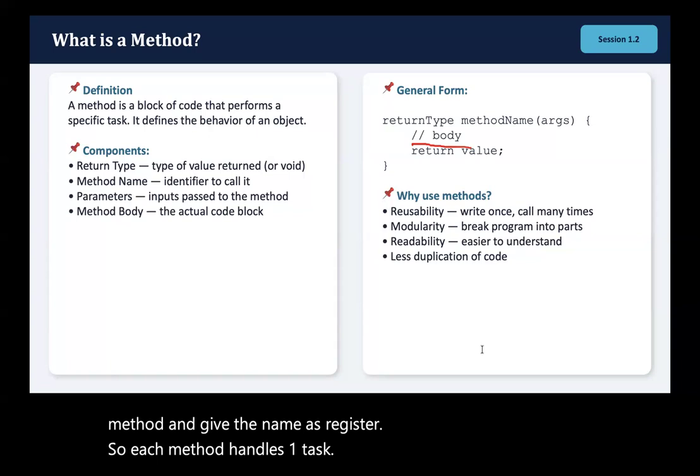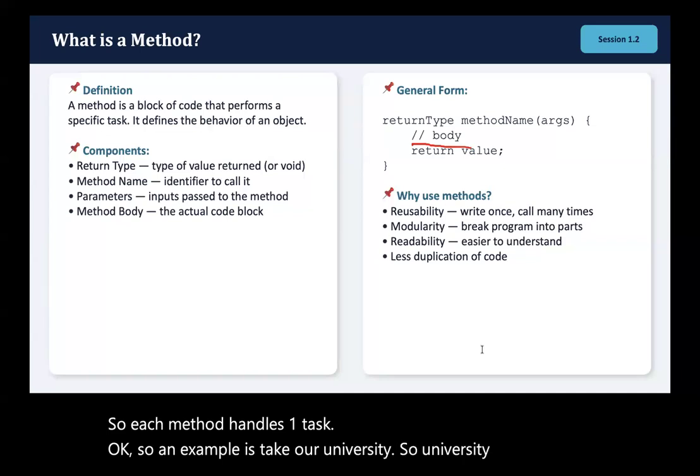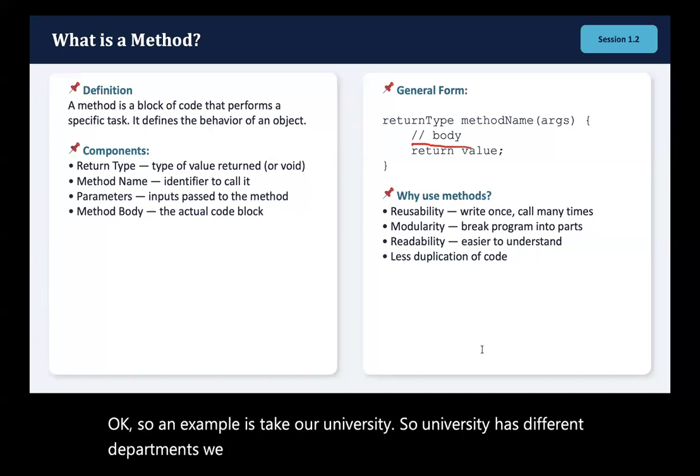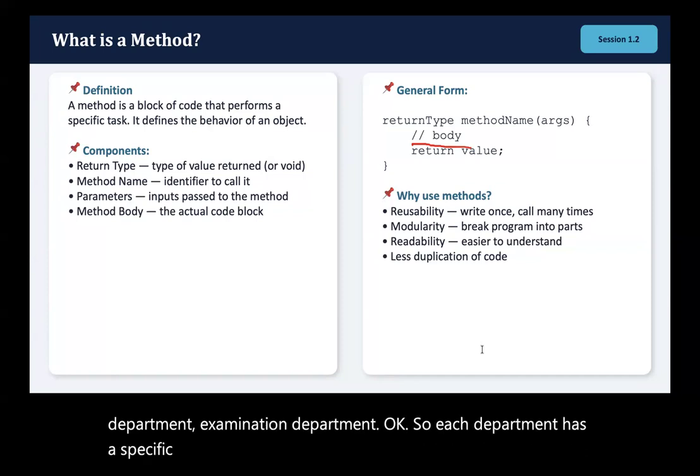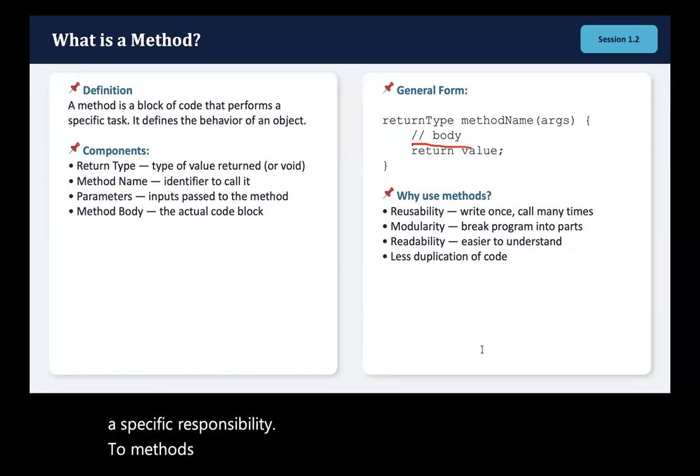Okay, so an example is our university. Our university has different departments. We have the admission department, accounts department, examination department. Each department has a specific responsibility. So methods work the same way.